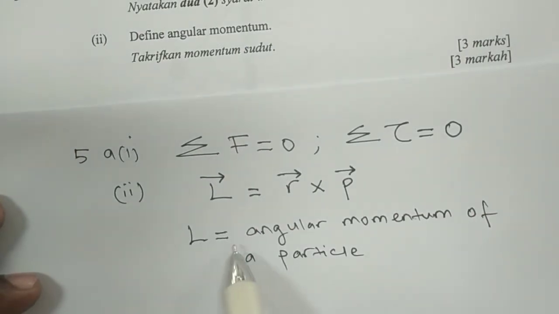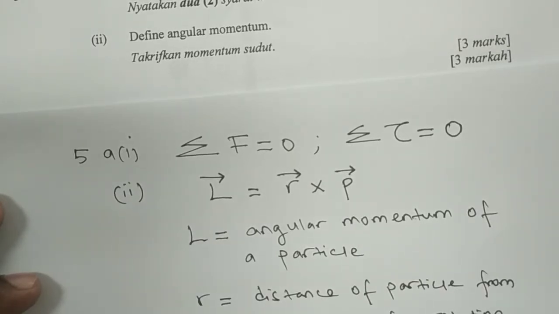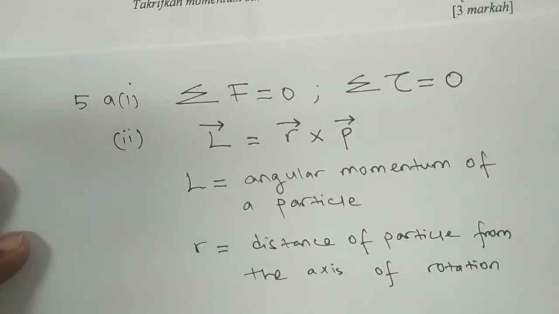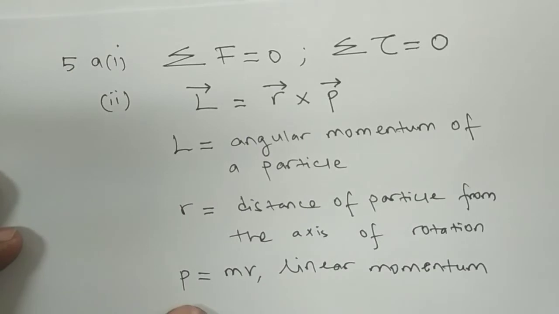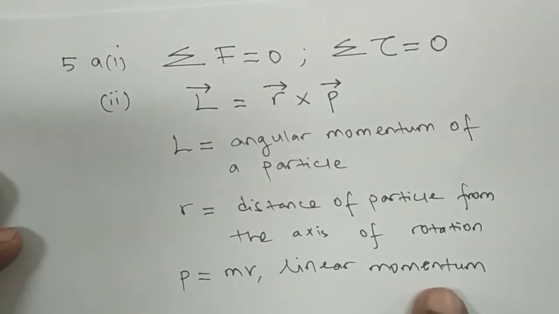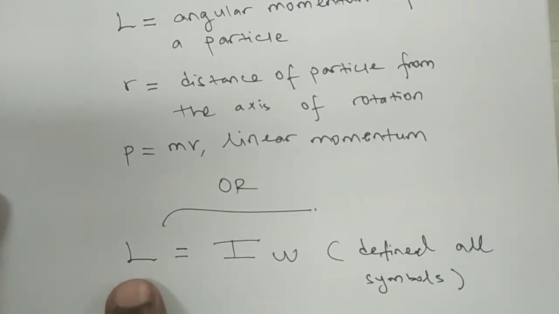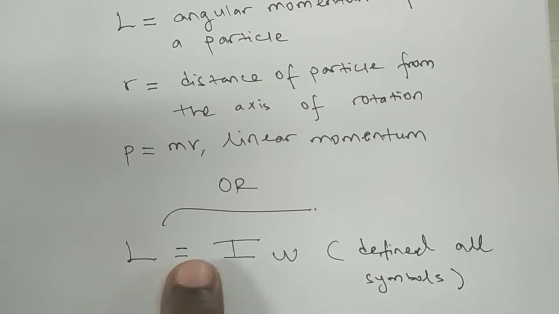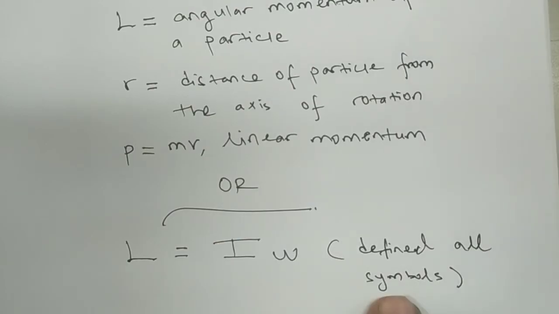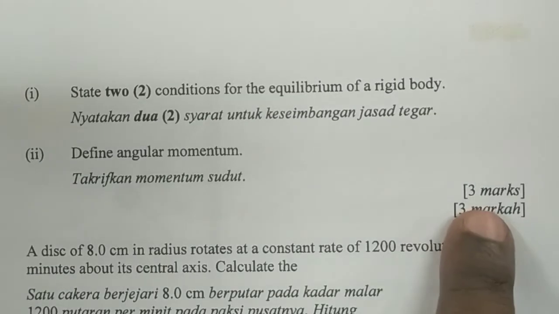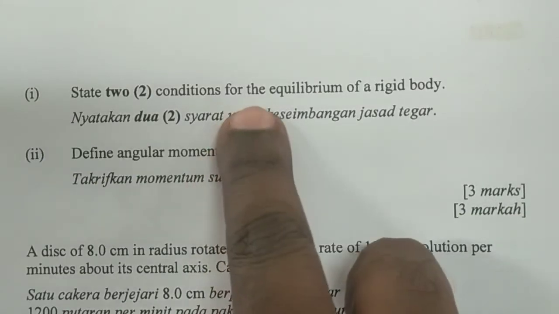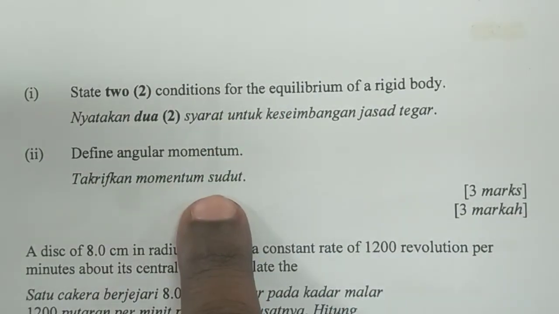So L equals the angular momentum of a particle, r equals the distance of the particle from the axis of rotation, and p equals the linear momentum. Or, angular momentum is the product of moment of inertia and angular velocity. Define all symbols. So you are able to get 3 marks: 2 marks for the conditions and 1 mark for the definition.